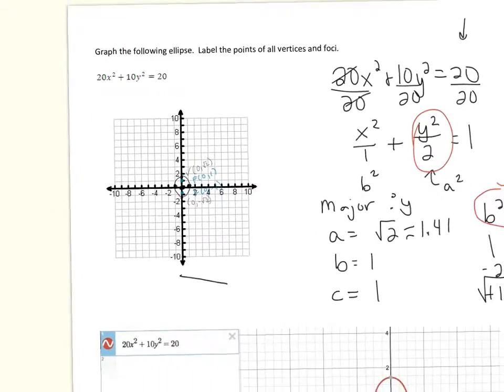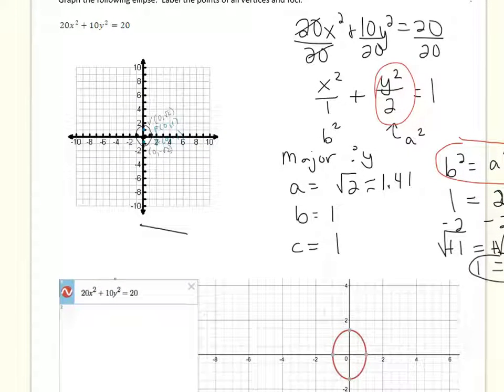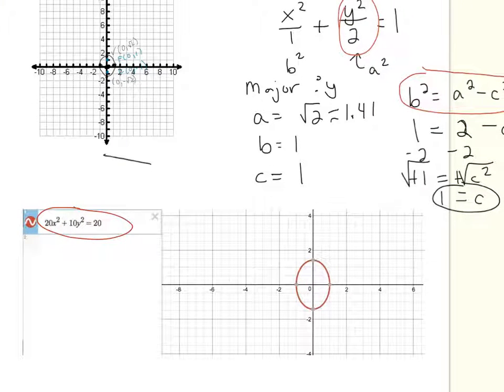I also graphed this one on Desmos, and I didn't even put it in the standard form. I just typed it in exactly how the problem was originally started. And here's my ellipse. So here's my 1 and -1 for my co-vertices. And here's this number between 1 and 2, which we know is square root of 2 here and negative square root of 2 here.